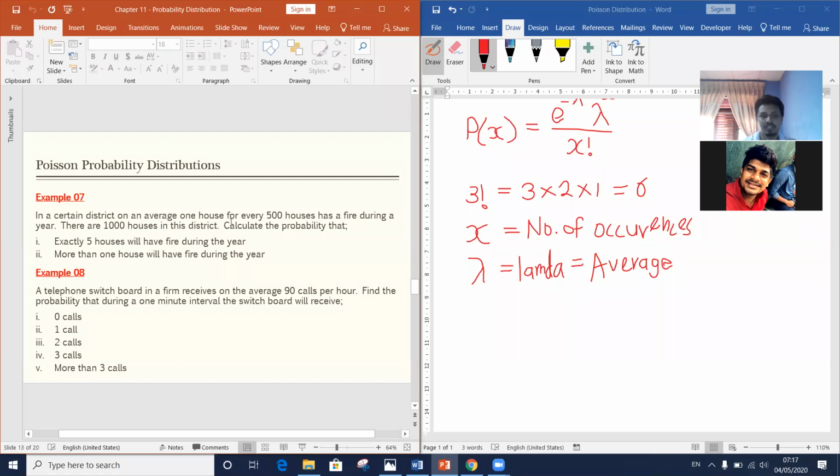And knowing those things, we have been asked to calculate the probability that exactly 5 houses will have fire during the year.